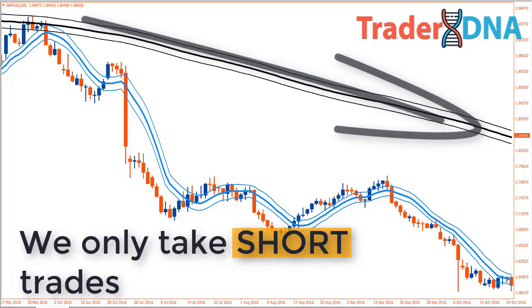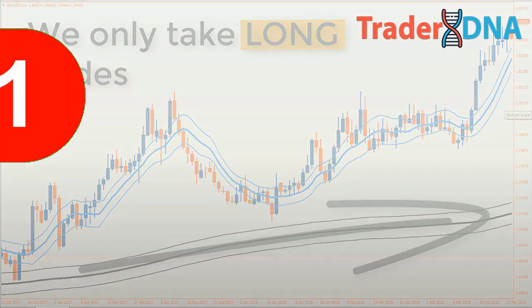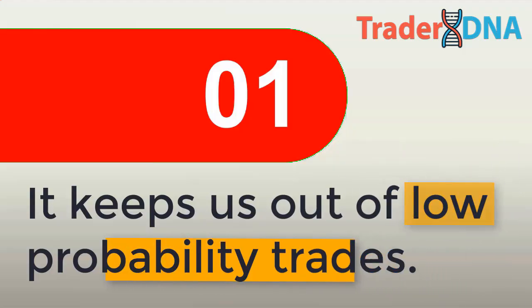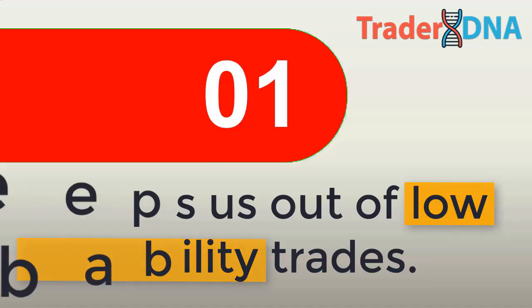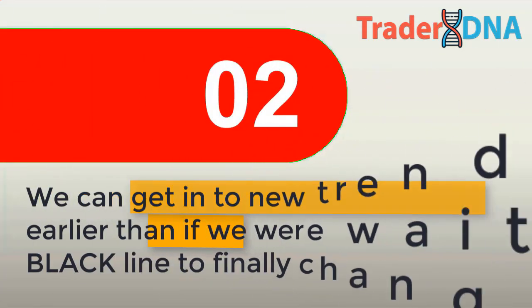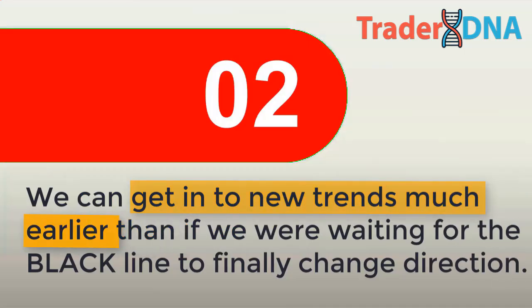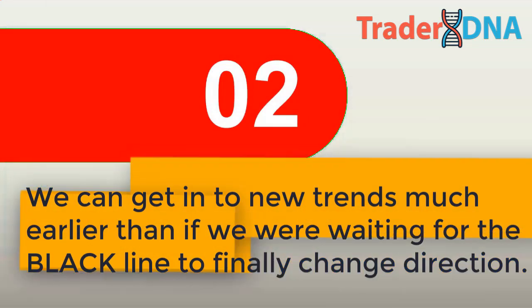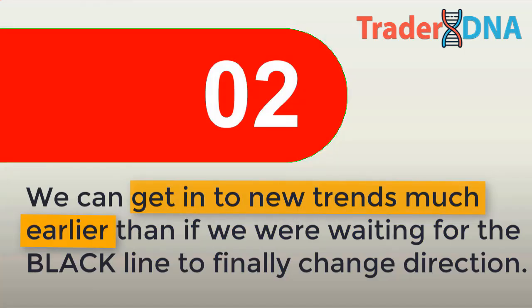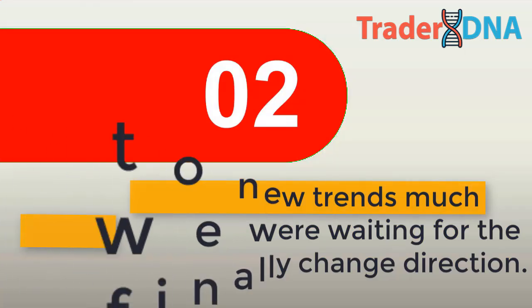This basic method does two very important things for us, which makes the system so much more profitable than other trend-following methods. Firstly, it keeps us out of low probability trades. It prevents us from taking what may at first appear to be a good trade setup, which is in fact going counter to the prevailing trend and is therefore less likely to turn out profitable. Secondly, we can get into new trends much earlier than if we were waiting for the black line to finally change direction, which could take several hours or more to happen because of the lagging nature of the moving average.